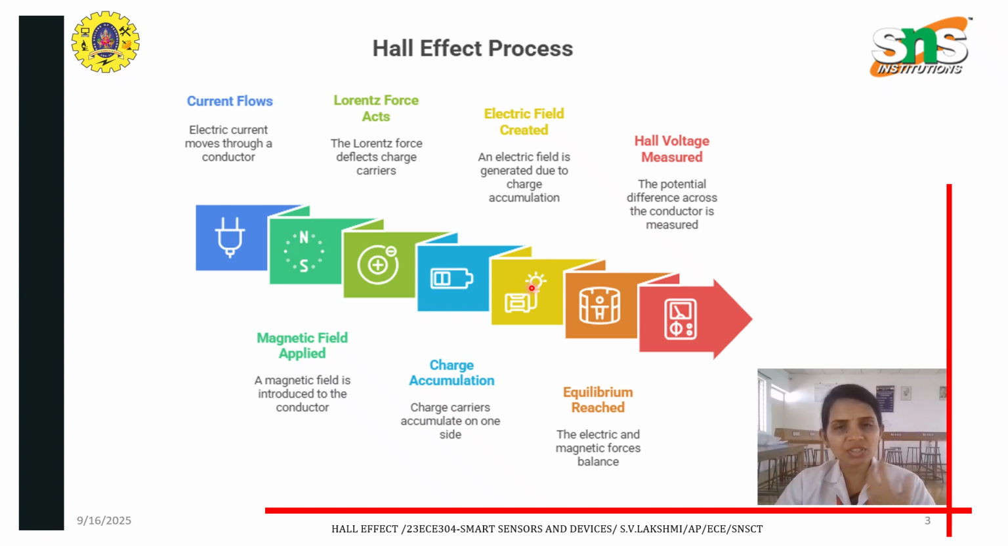The electric field created here is due to the charge accumulation. When the magnetic field is applied, the Lorentz force is generated, which will deflect the charge carriers. Once the magnetic field is applied perpendicular to the current flow in a conductor or a semiconductor, this Lorentz force comes into play and deflects the charge carriers. This is the process of the Hall effect.